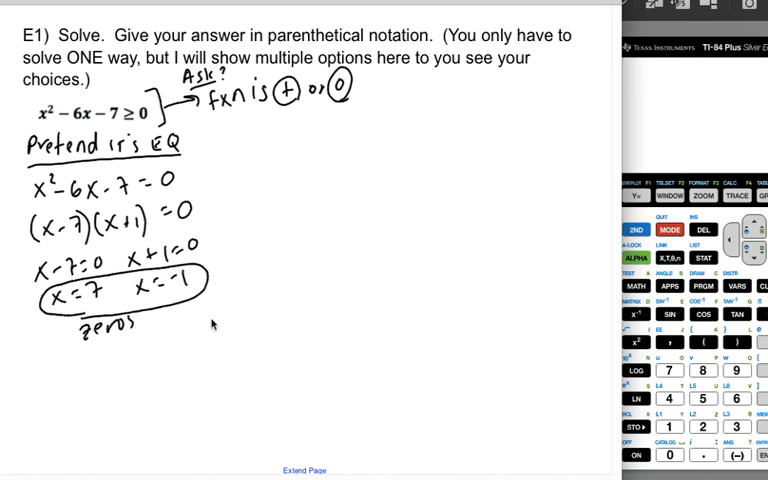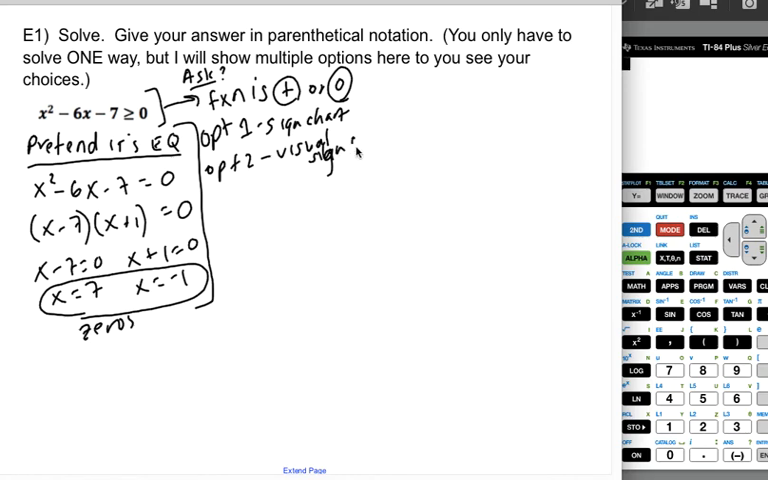So using these zeros, I now have 2 options if I'm doing this by hand. I'm going to do this information for both option 1, which is a regular old sign chart, and option 2, which is sort of a visual sign chart. I'm going to have to do that for both of them. Sign chart, I can spell. All right.